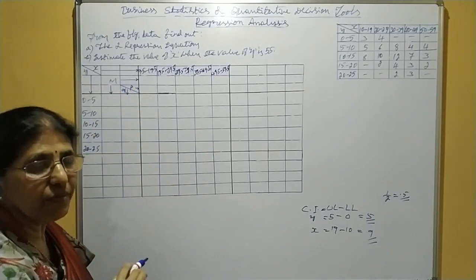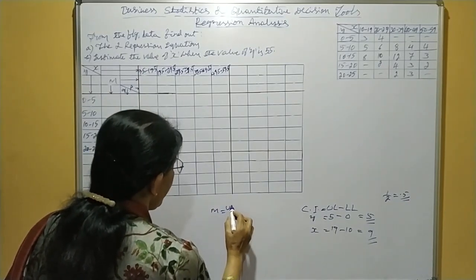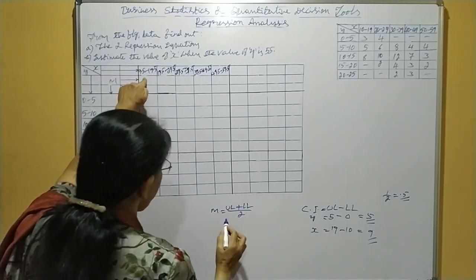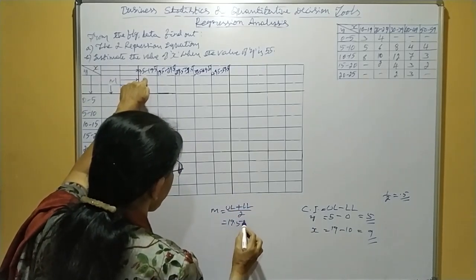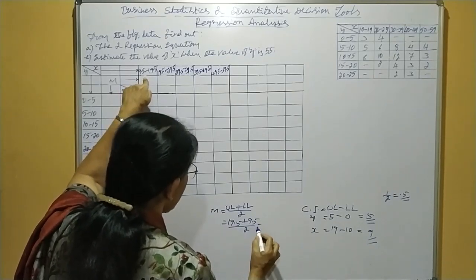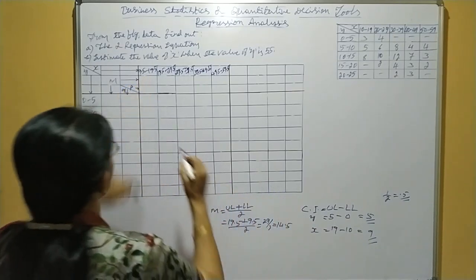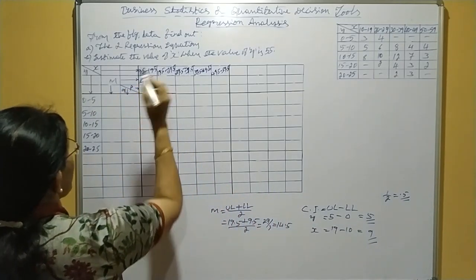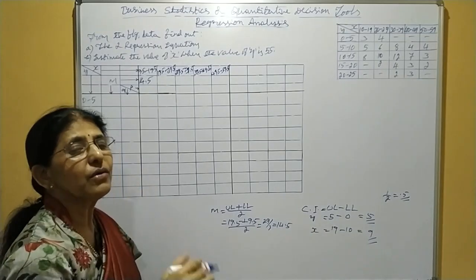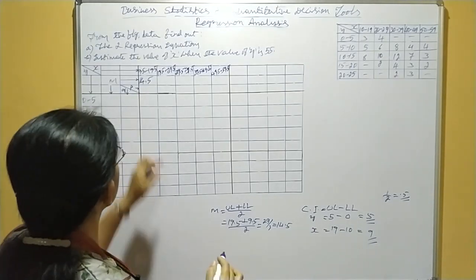You have to take mid values. Now mid value equals upper limit plus lower limit divided by 2. Here the upper limit is how much? 19.5 plus the lower limit 9.5 divided by 2. It is 29 divided by 2, 14.5. Here take 14.5. Then the shortcut method I have already told you: to the previous mid value you have to add the common class interval. Here the class interval is how much?